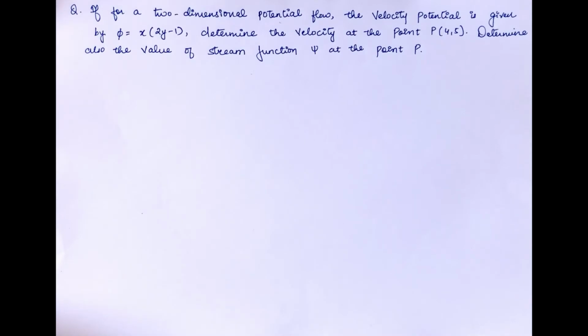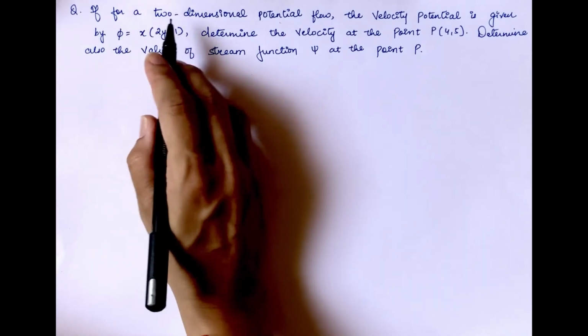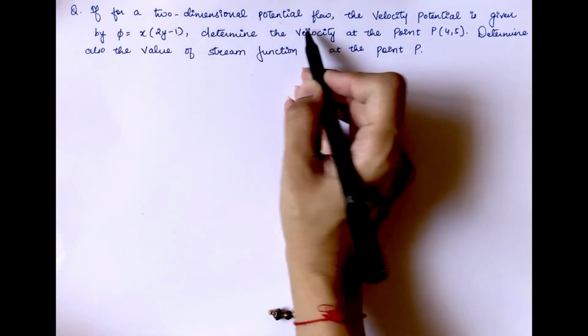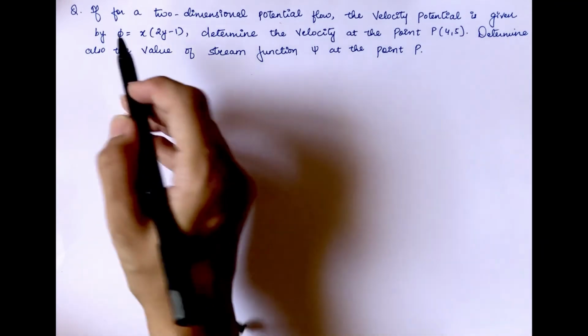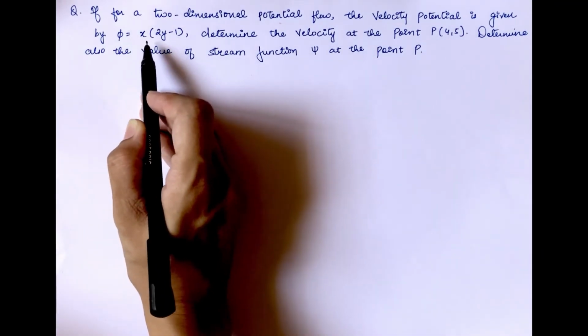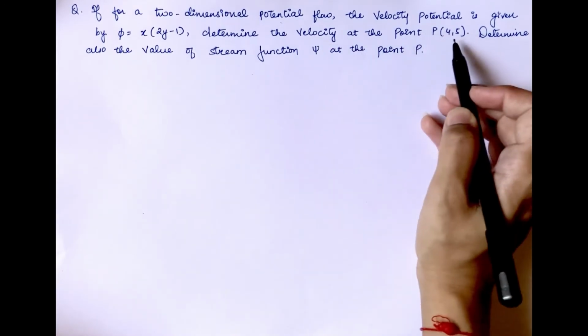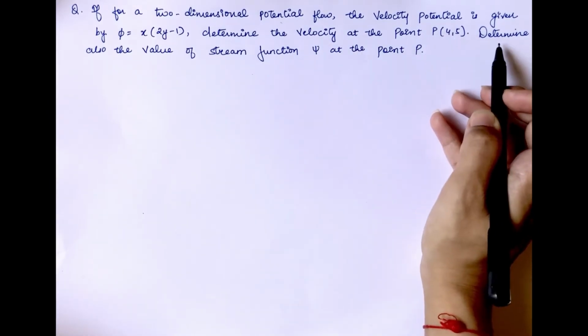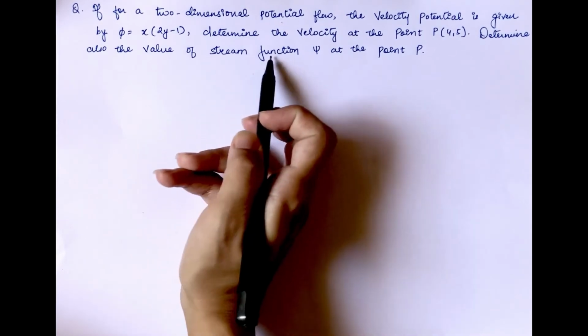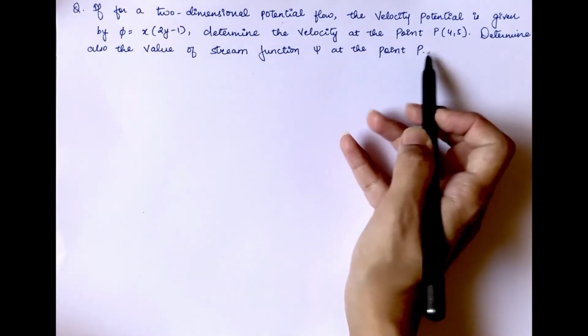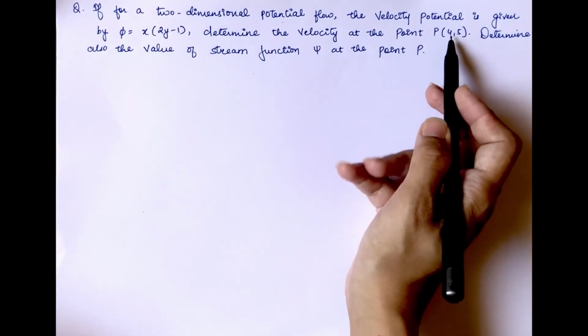So a question has been given regarding the theories of stream function and velocity potential function. Let's solve this. Here it has been given that for a two-dimensional potential flow, the velocity potential is given by phi equals x²y minus 1. Determine the velocity at the point P (4, 5). Determine also the value of stream function psi at the point P with the space coordinates in x and y direction as (4, 5).